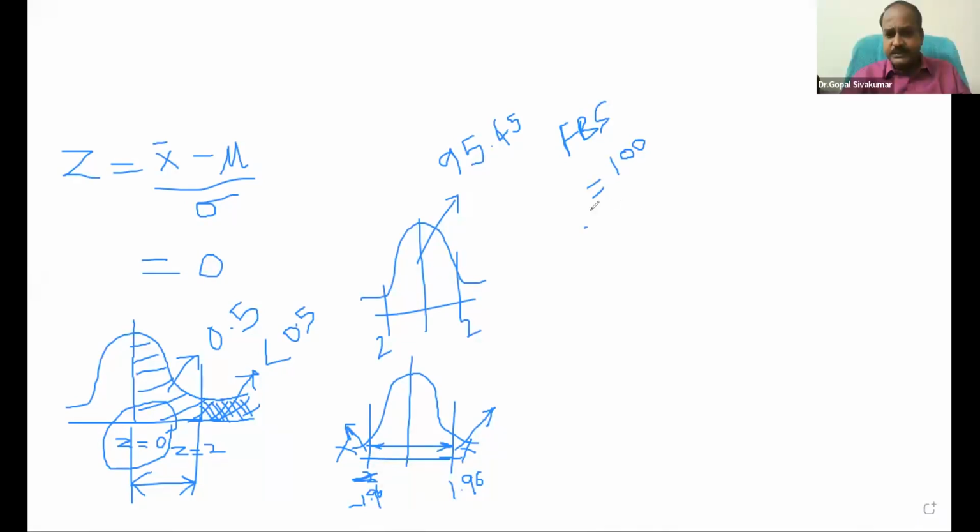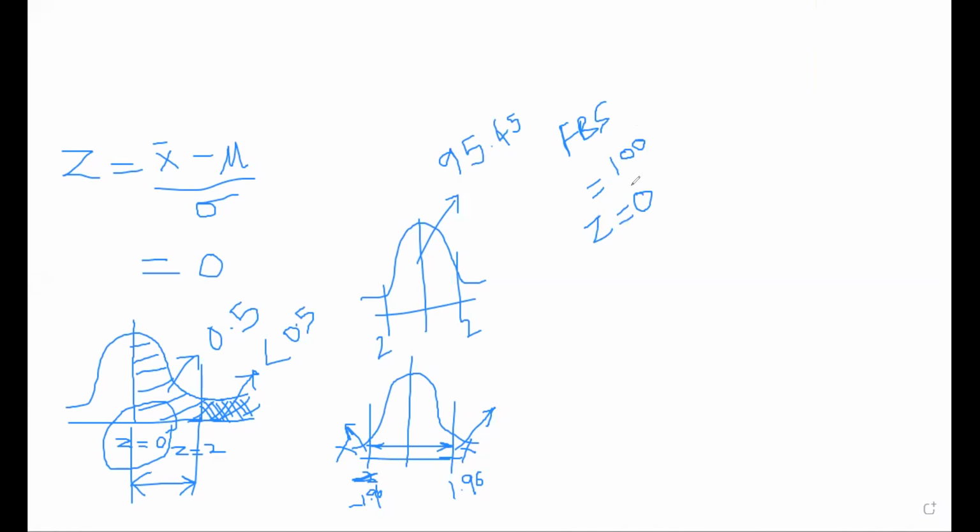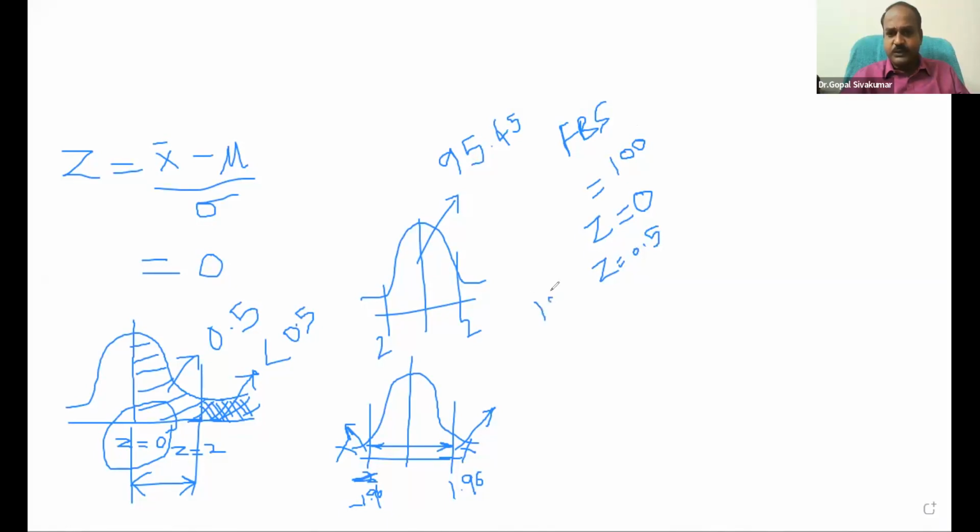Under this condition, when I calculate the G-score, it will be 0. All of you agree? Yes, sir. But what happens when your sugar level increases from 100 to 105? What will happen to the G-score? The G-score will become 0.5 or something. Approximately, I'm telling. When the G-score is 0.5, your sugar level is 105.